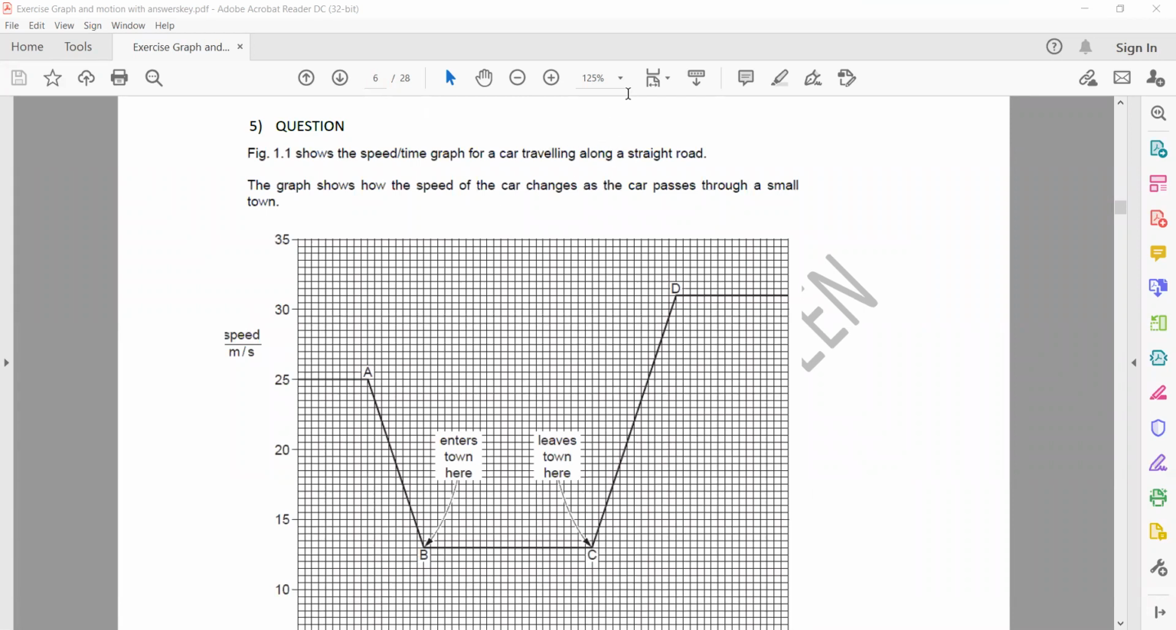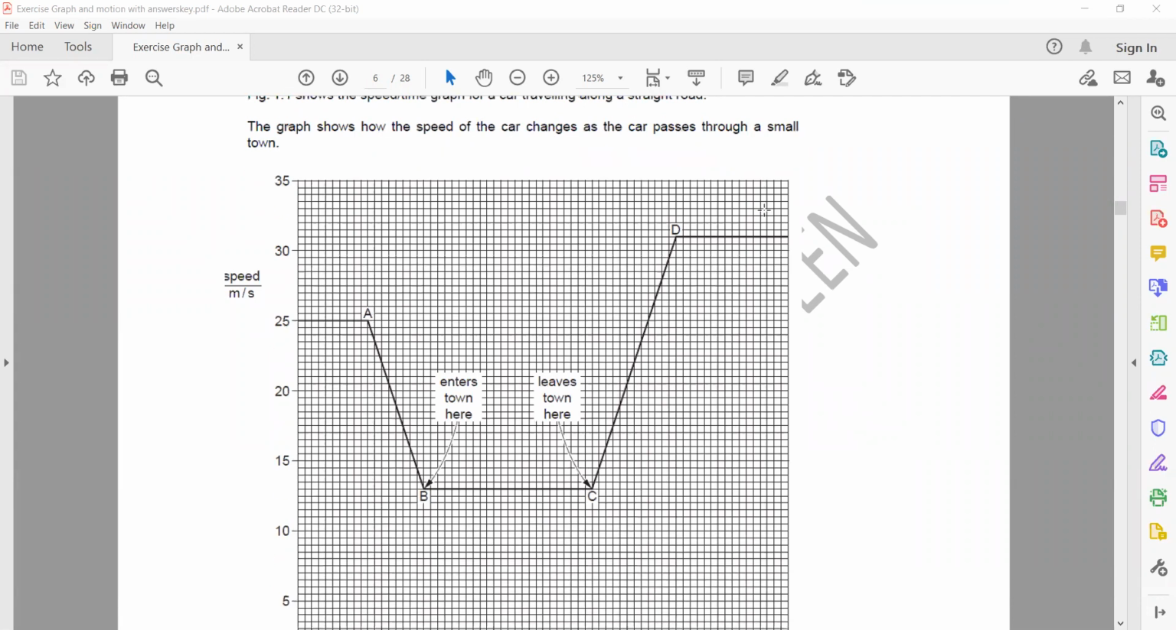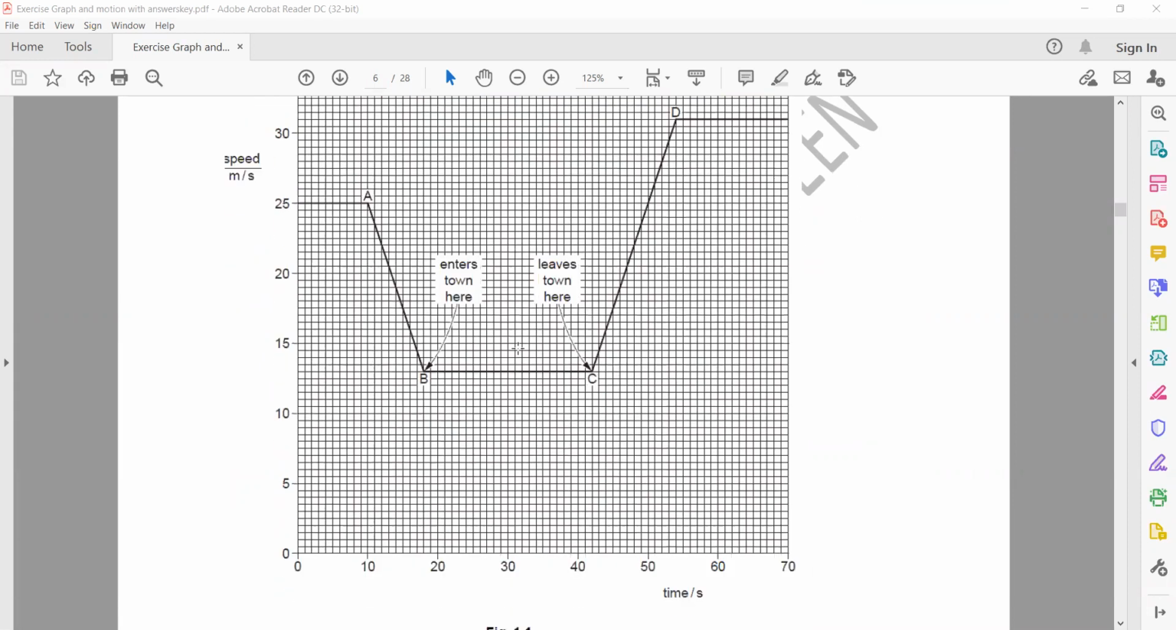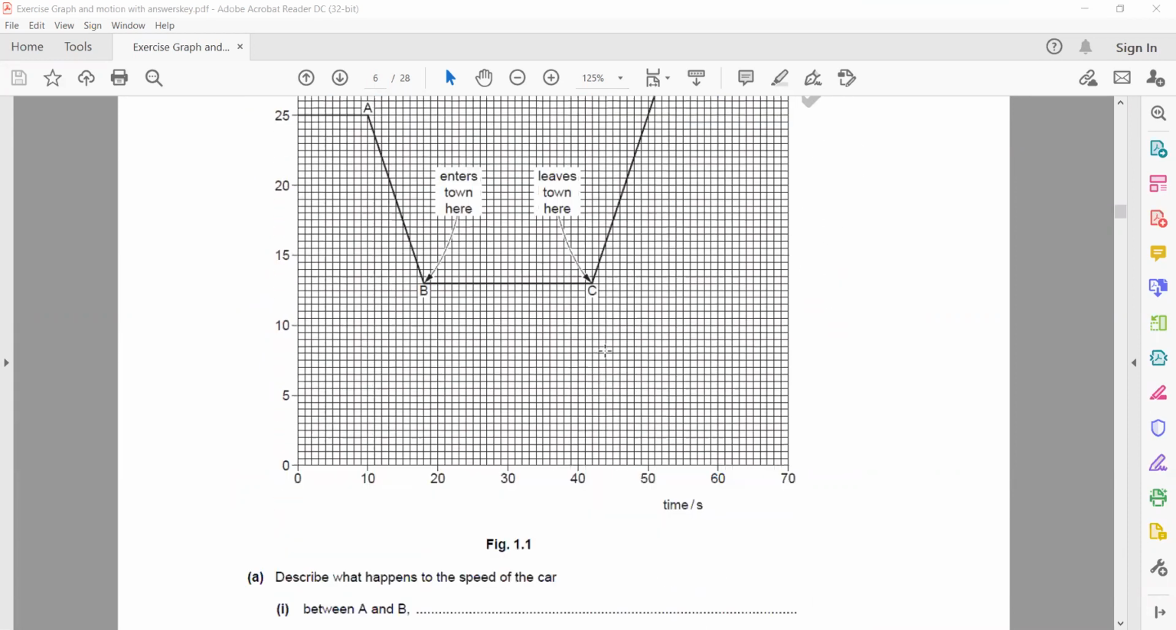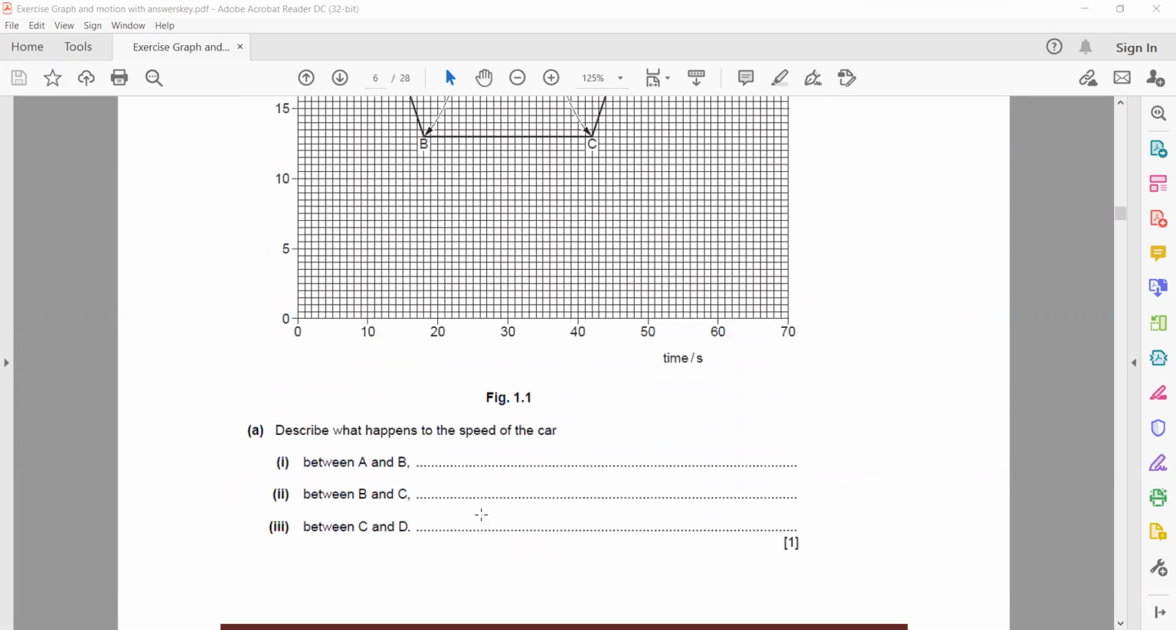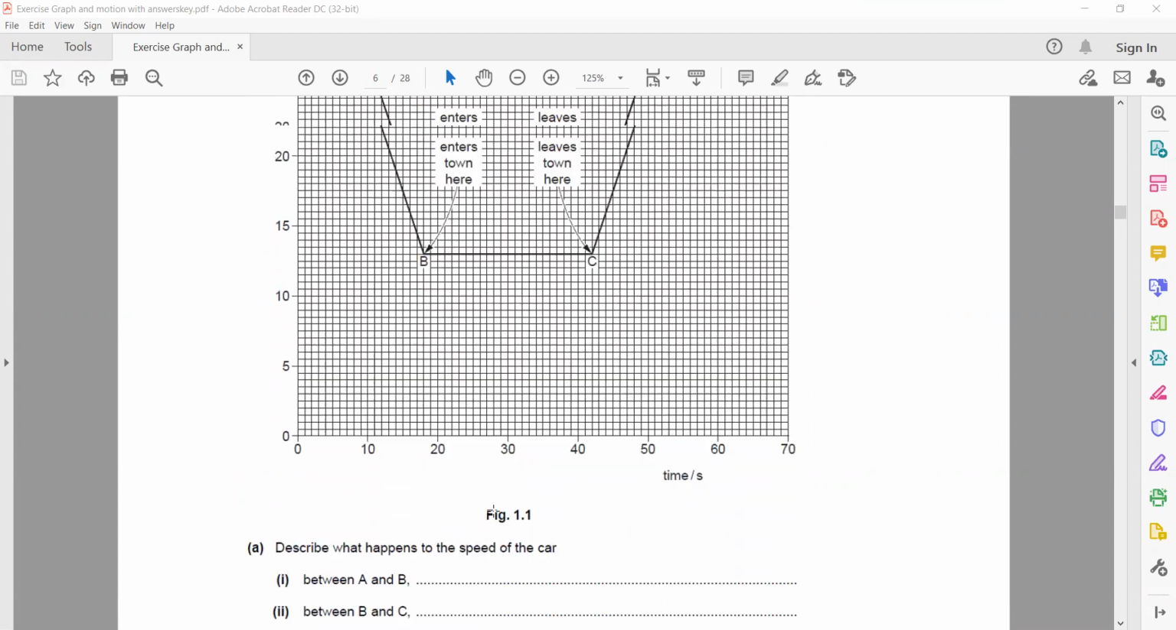In question 5, figure 1.1 shows a speed time graph for a car traveling along a straight road. The graph shows how the speed of the car changes as the car passes through a small town. So this is the whole speed time graph. Describe what happened from A to B, from B to C, and C to D.